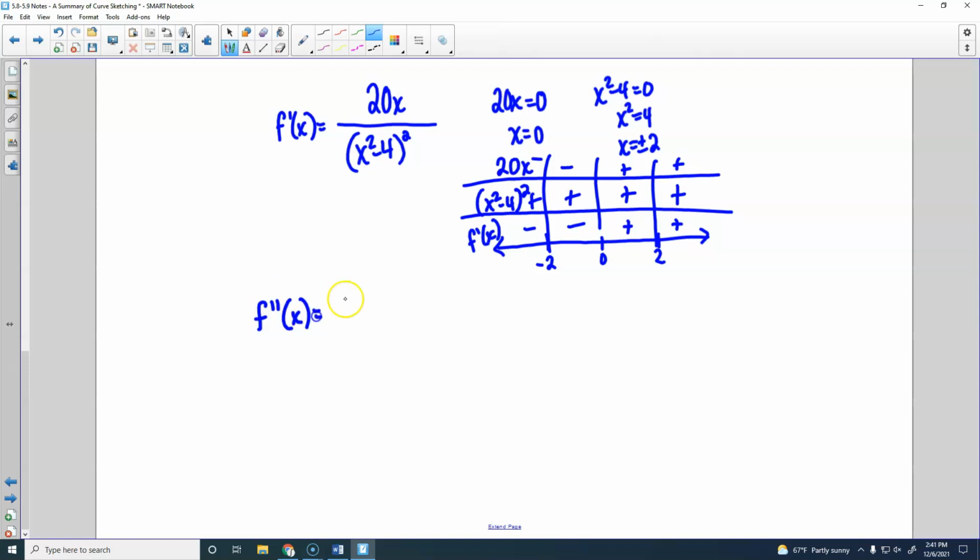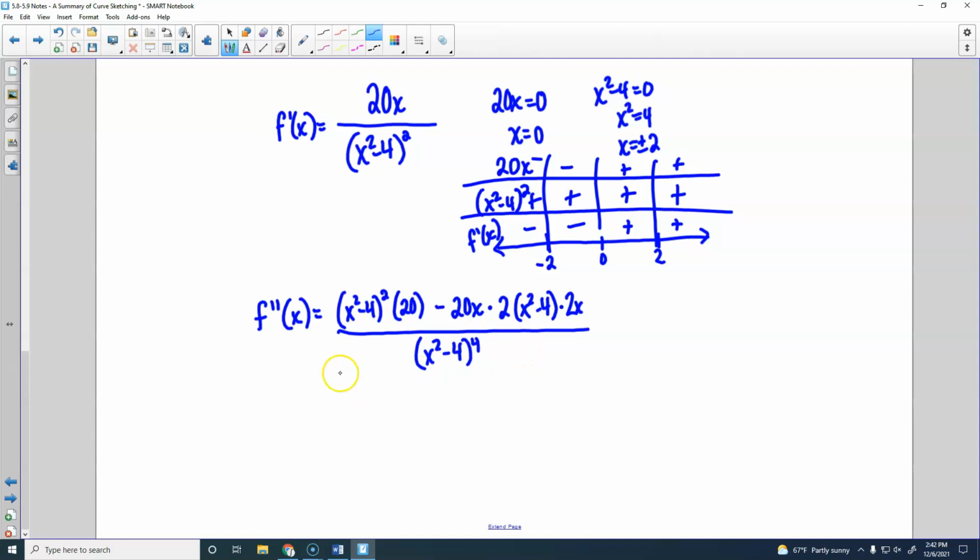Concavity is our last thing. I know, there's not enough room there. I need to redo these notes. Chain rule inside of quotient rule, I feel like I'm writing like Danny now. It's just a complicated mess.